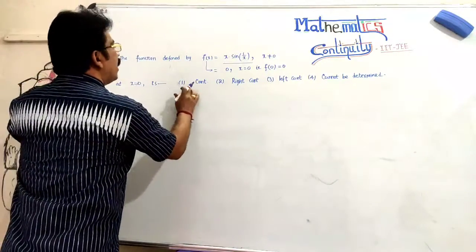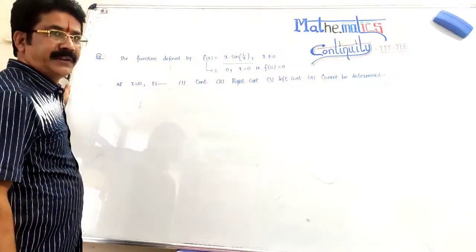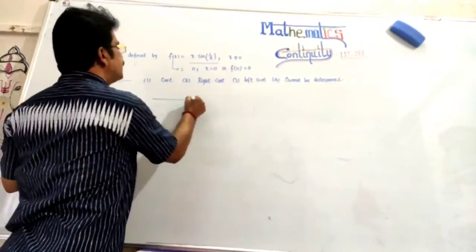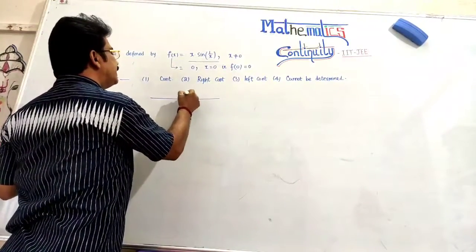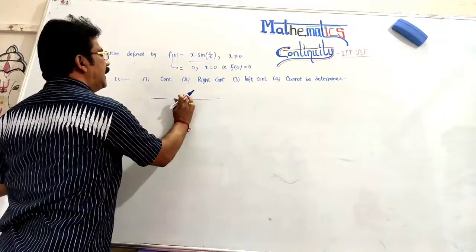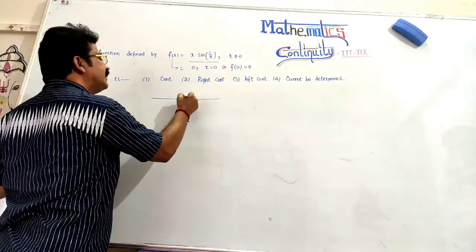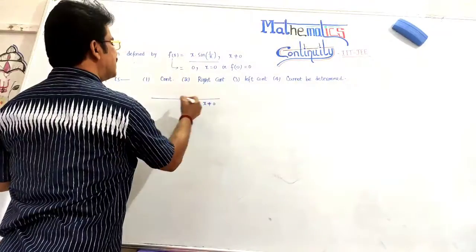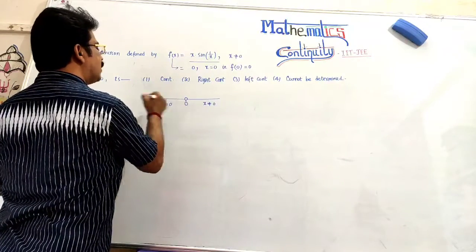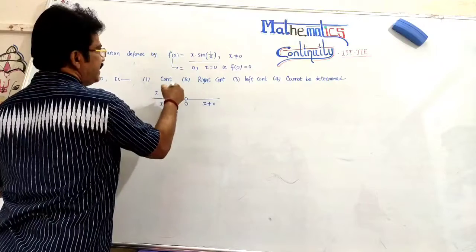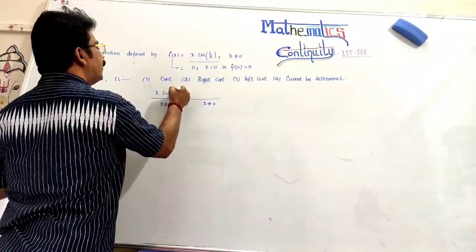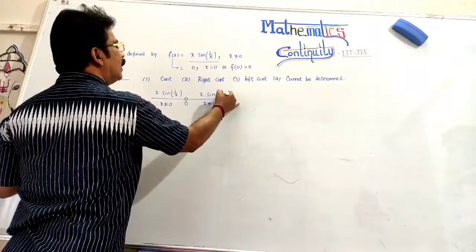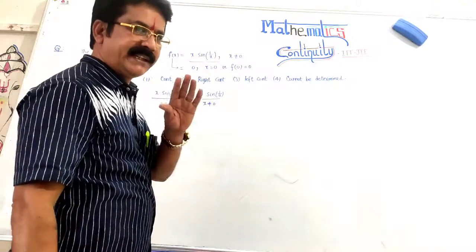Okay, next we have to discuss the continuity of f of x. Of course, x not equal to 0, x equal to 0 means at x equal to 0, this is the 0 point. At 0, it is defined as 0. Next, x not equal to 0 means this area and this area. In this area, it is x into sine of 1 by x. Here also, it is defined as x into sine of 1 by x. So therefore, it is not a discrete function.